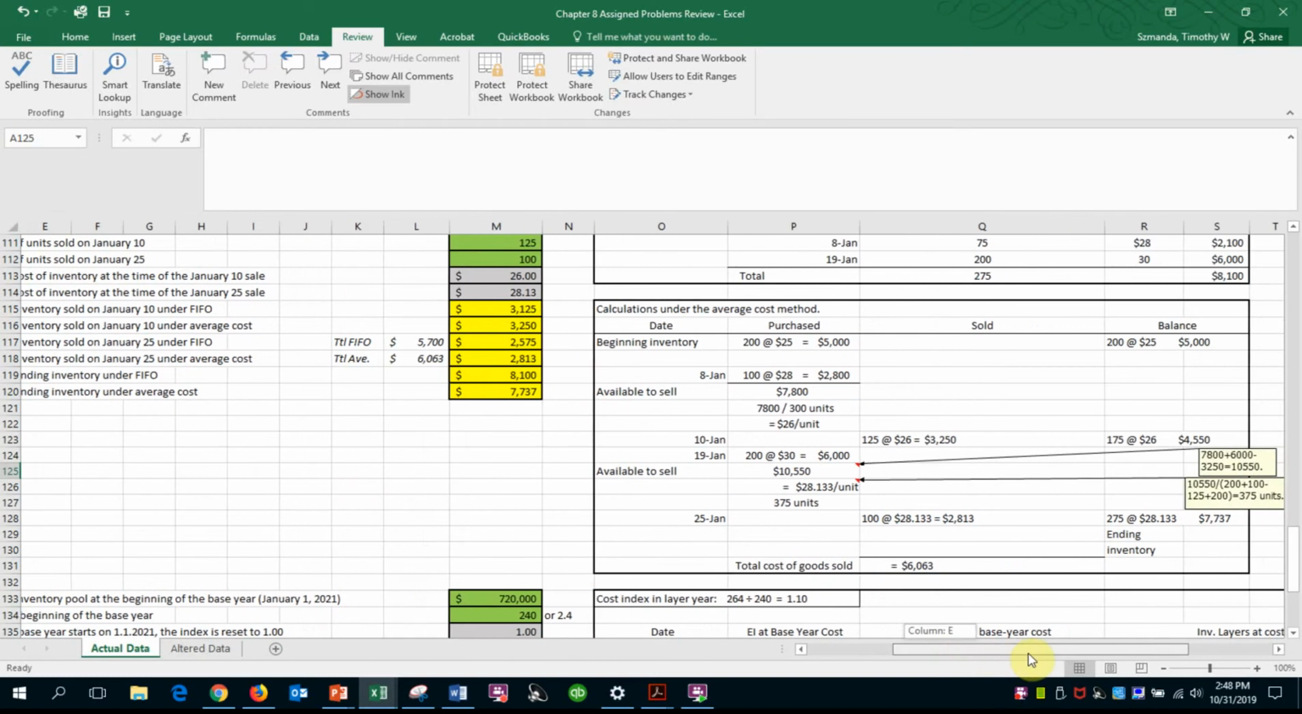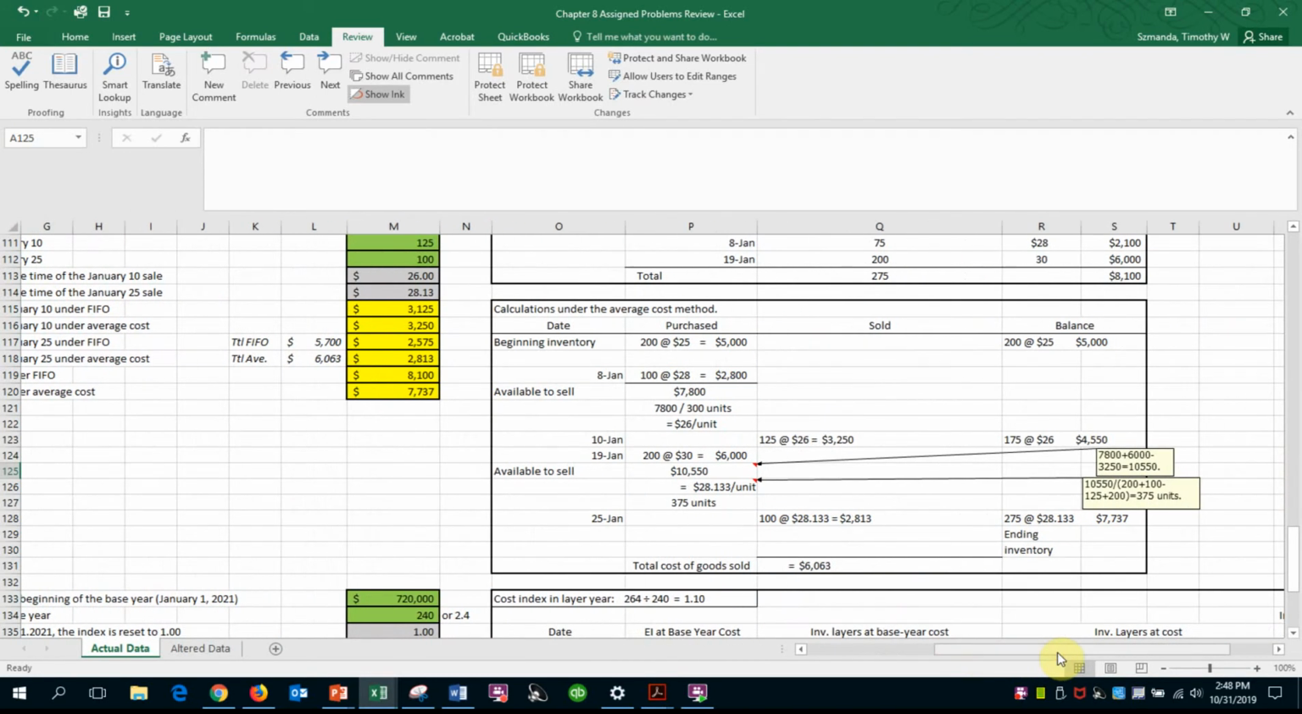So that's the only new part. It's actually something you've done in the past, but at least in this course, it's a review of something that we have done before. So I think it was worth going over, especially on the perpetual method where you need to continually recalculate the average.